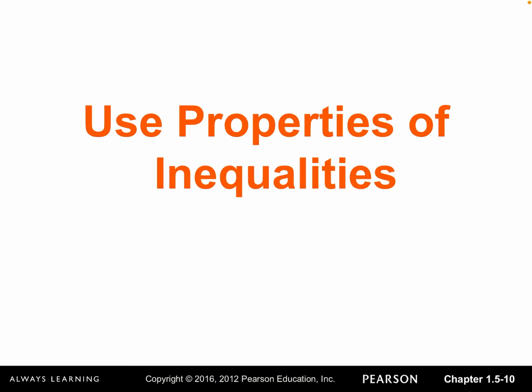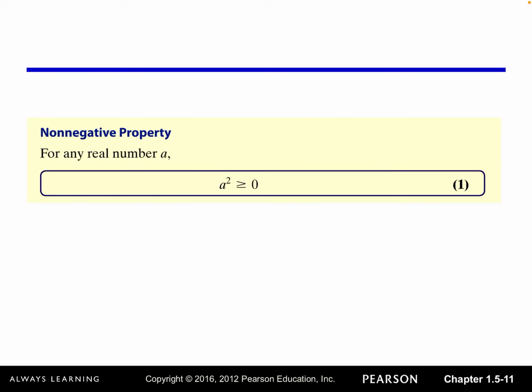Now let's talk about the properties of inequality. We're going to introduce four properties for solving inequalities. One is called the non-negative property. For any real number a, a squared will always be a non-negative number. So we use an inequality to represent that: a squared is greater than or equal to 0.